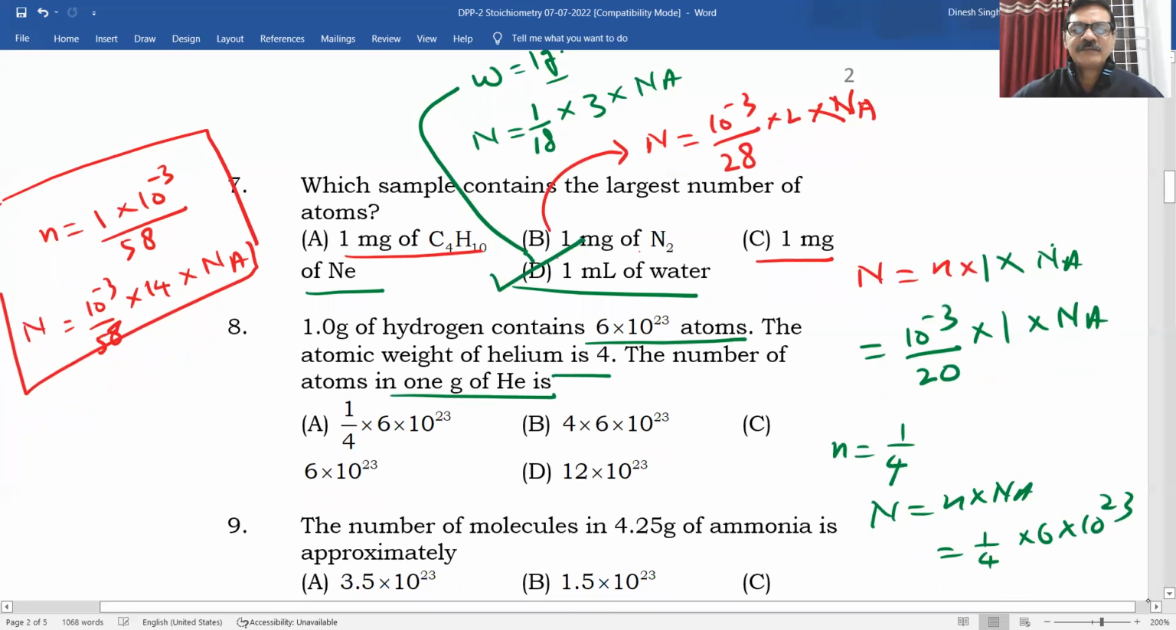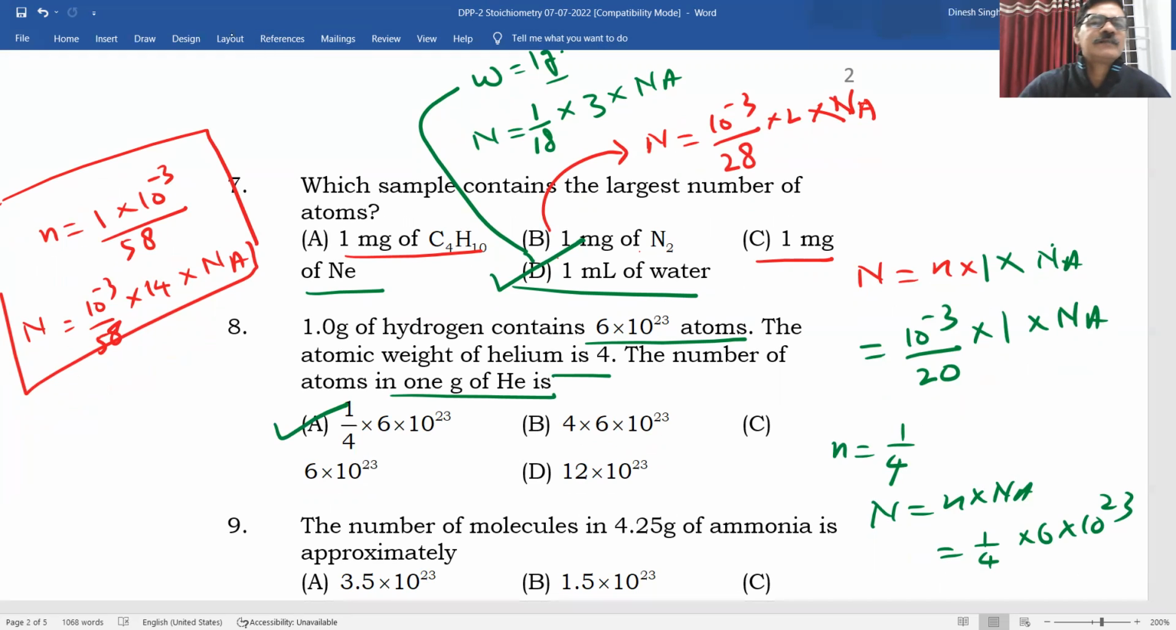So how many atoms will be there? That is 1/4 into 6 into 10 power 23. Option A is the correct option here.